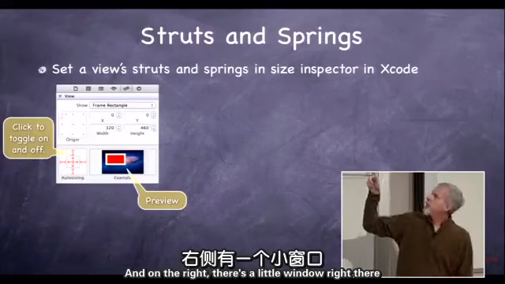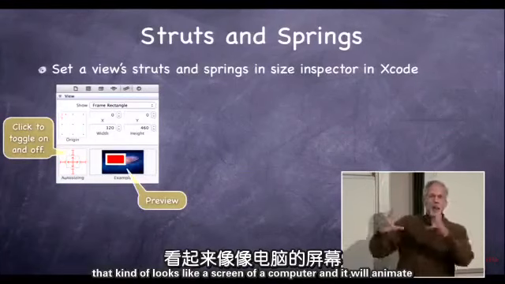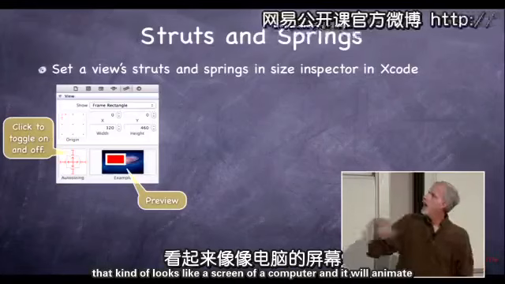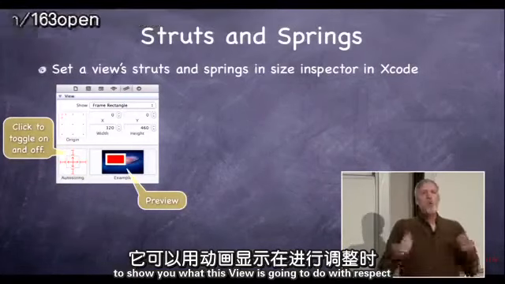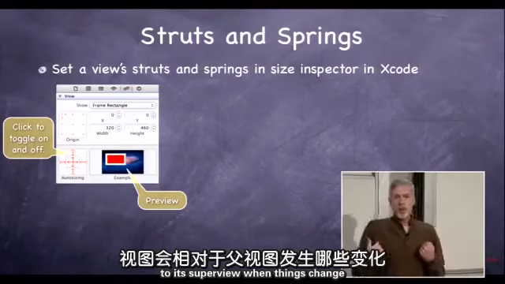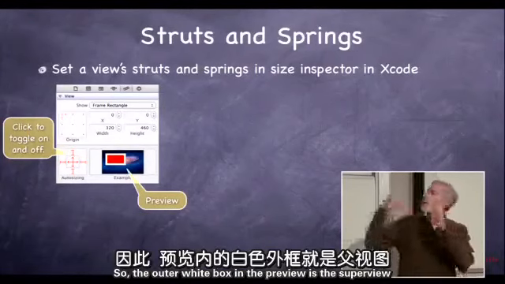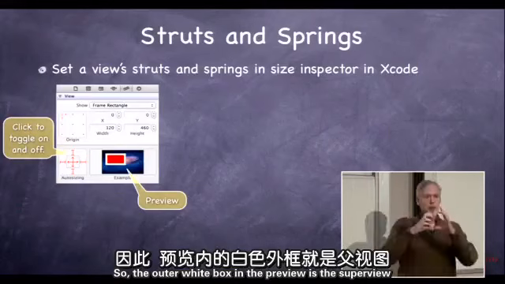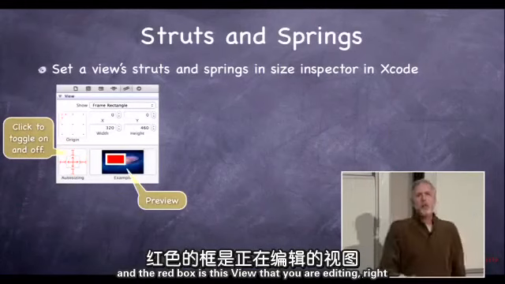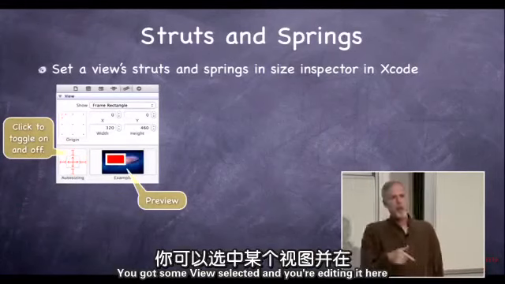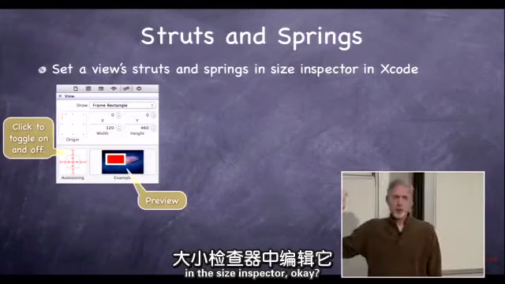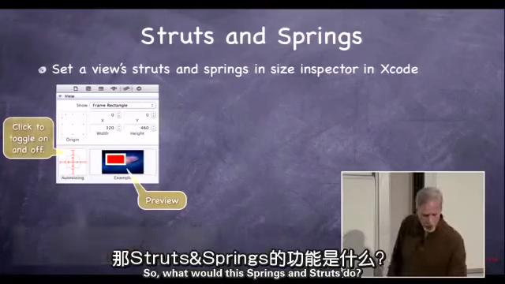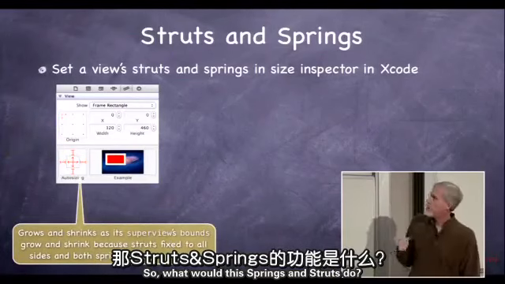And on the right, there's a little window that kind of looks like a screen of a computer. It will animate to show you what this view is going to do with respect to its superview when things change. The outer white box in the preview is the superview, and the red box is the view that you're editing. You've got some view selected, and you're editing it here in the size inspector.